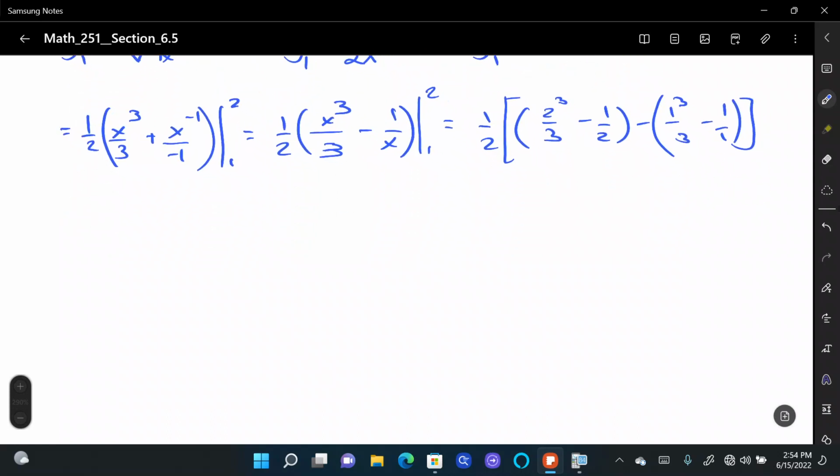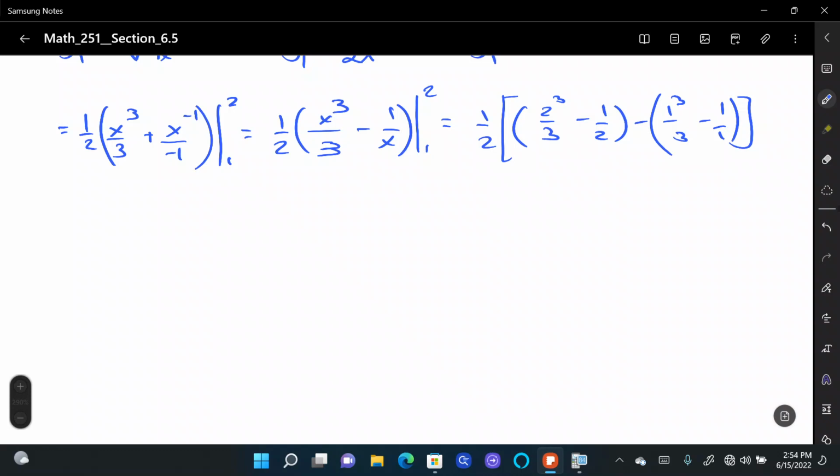And let's do some arithmetic here to simplify this expression. So let's leave the 1/2 for the end. So that's an 8 over 3 minus 1/2, and then minus 1/3, and then plus 1. Be careful here. I'm distributing that negative sign at the same time. And okay, let's simplify. 8/3 minus 1/3, is that 7/3? And then 1 minus 1/2, is that a 1/2?